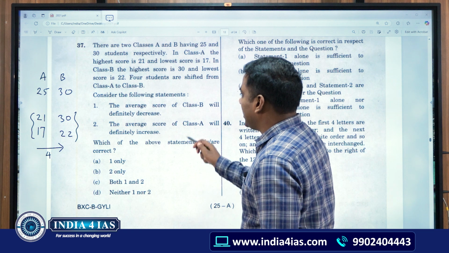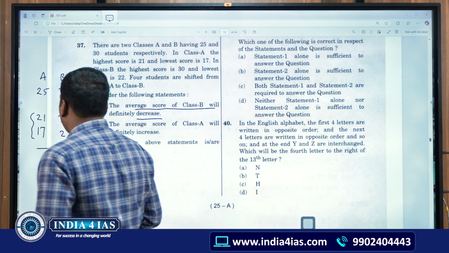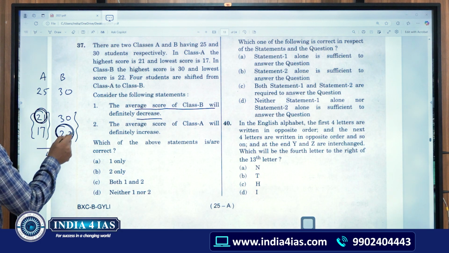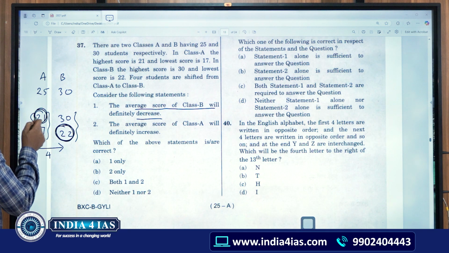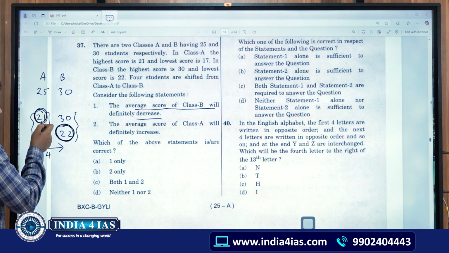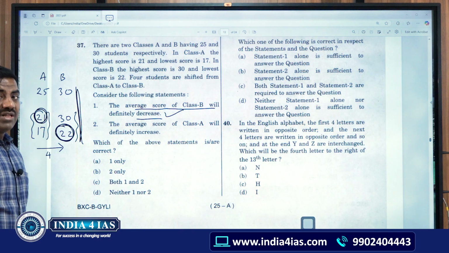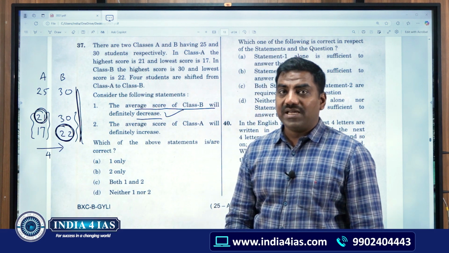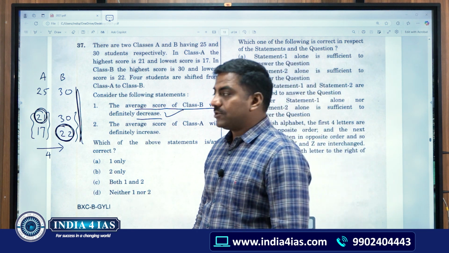Now consider the following statements. The average score of class B will definitely decrease. See, here the highest person is 21. Here the lowest person is 22. Even if this highest person comes here, or the 4 highest people come here, they are going to be less than the lowest person here. So definitely their average will decrease. This is correct. Because even the best person in class A is less than the worst person in class B. Definitely when few people come from class A to class B, their average will decrease for sure.